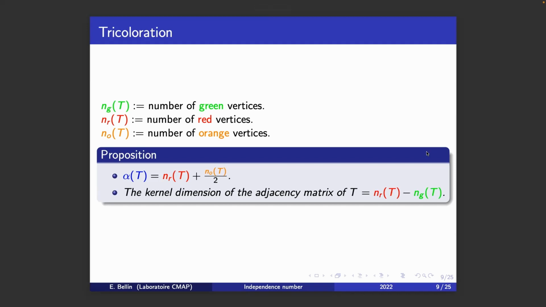Also, let me mention another quite interesting relation. The adjacency matrix of T, the matrix where you put zeros and ones depending on which vertices are linked, has a kernel whose dimension turns out to be equal to the number of red vertices minus the number of green vertices. So we have those nice formulas. We won't care about the kernel dimension, but it was just to mention this formula as well.